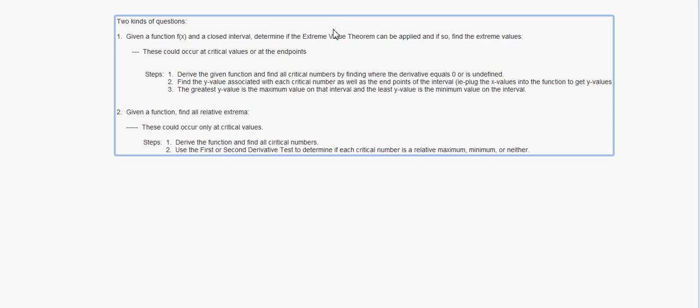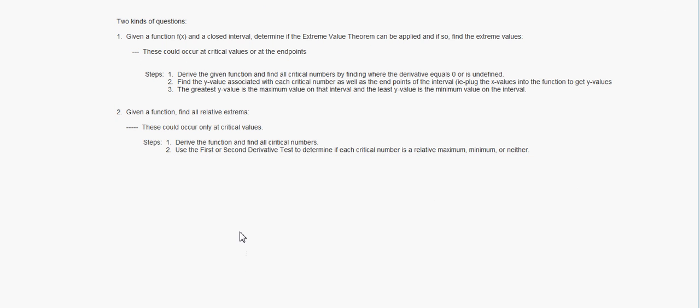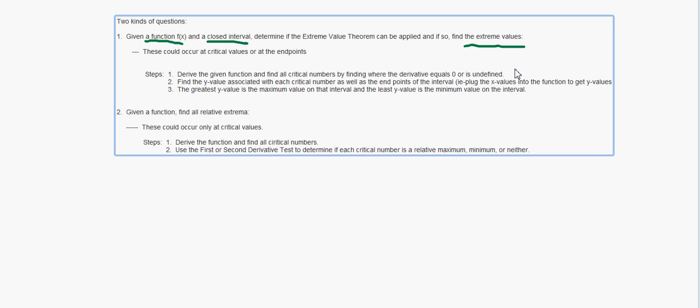So that really leads us to the two kinds of questions that you're going to be faced with in a calc class. The first kind of question, they're very similar. The first is going to say, here's a function f of x, here's a closed interval, determine if the extreme value theorem holds, determine if you can apply it, and if so, find the extreme values, find the maximum and minimums. Well, this type of problem, they give you a function, they give you a closed interval, and then they say find the extreme values.